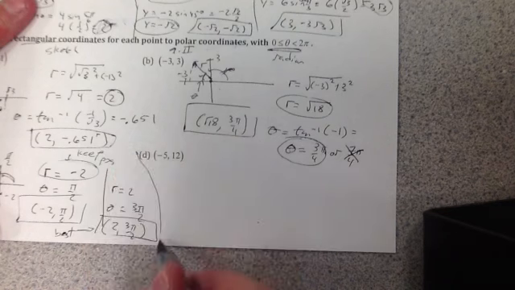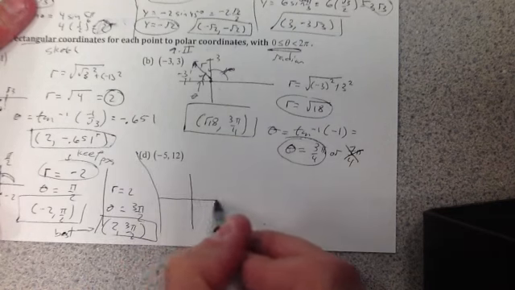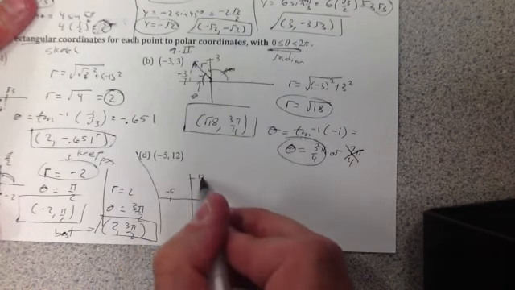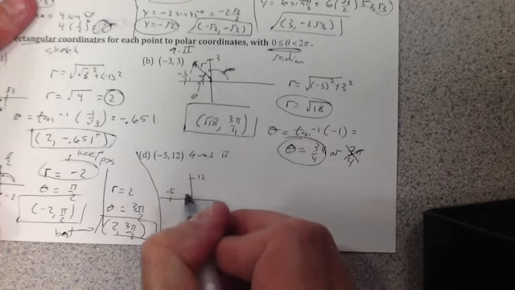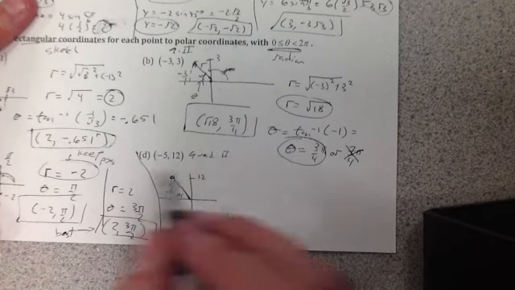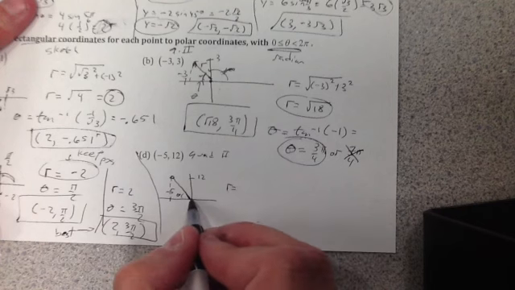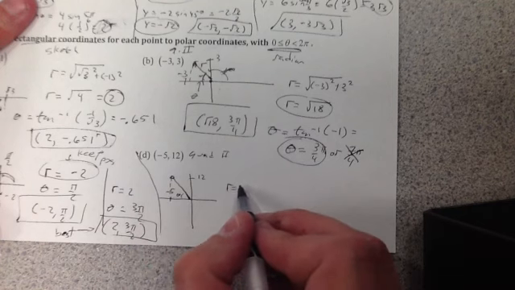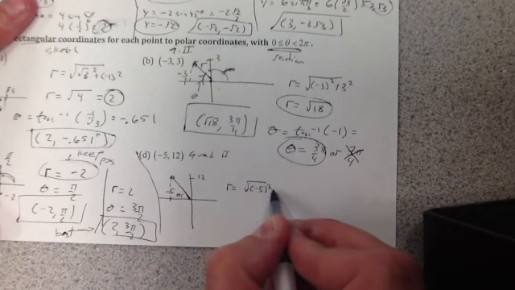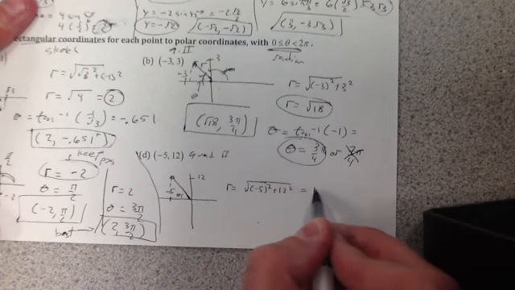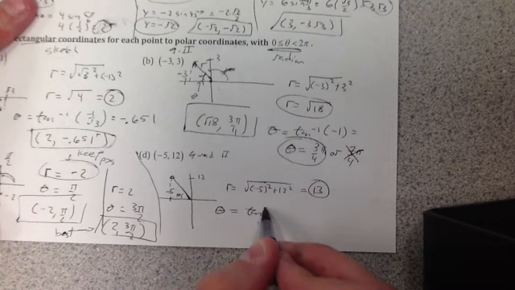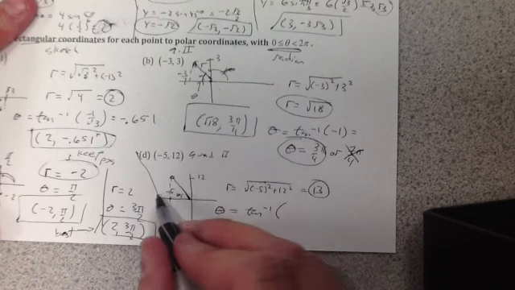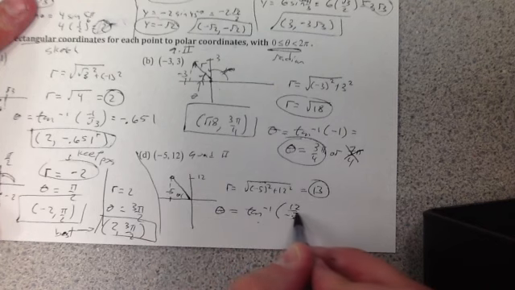Graph it like it's hot. Negative 5, up 12. So again, we're in quadrant 2. There's our theta. So get r, again, Pythagorean theorem, x squared plus y squared, so it is the square root of negative 5 squared plus 12 squared, which is just 13, by the way. To get theta, it's the inverse tangent of opposite over adjacent, which is going to be 12 over negative 5.